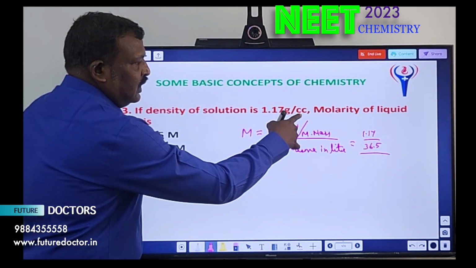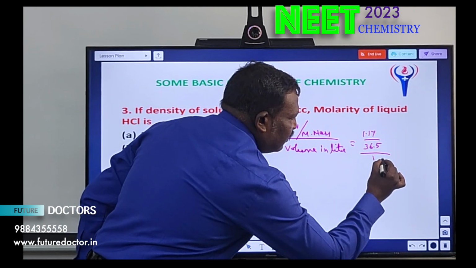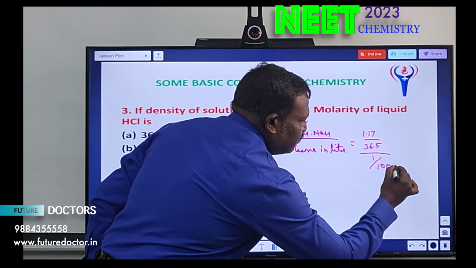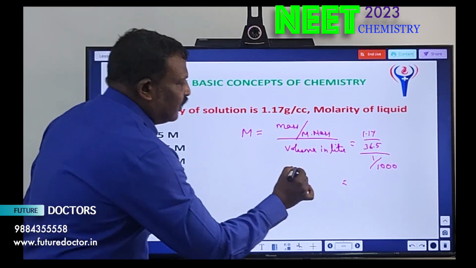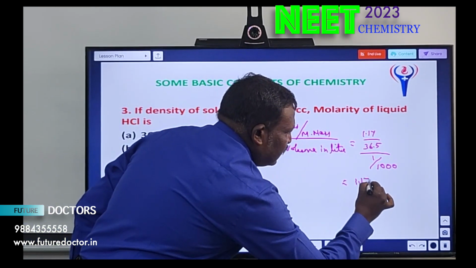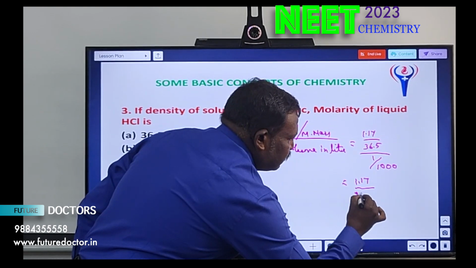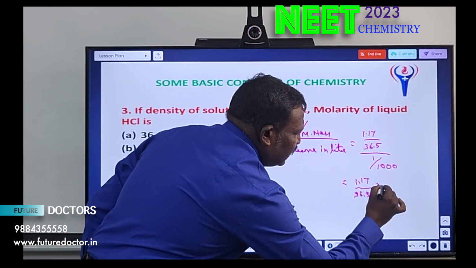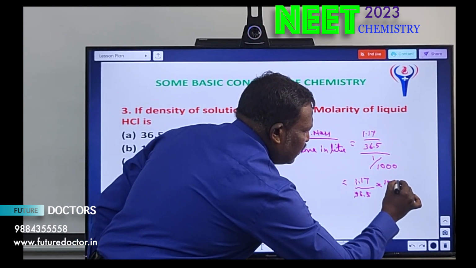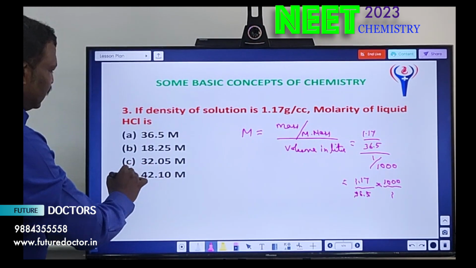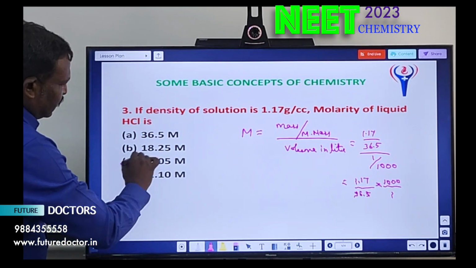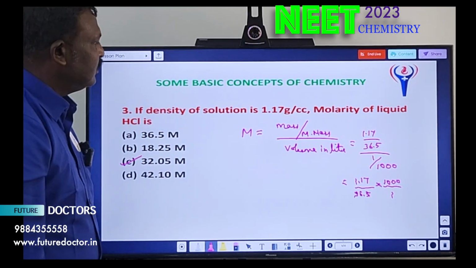Liters means here only 1 ml, so 1 by 1000. If you simplify, you can get the answer. So we can write this as 1.17 by 36.5 into 1000 by 1. If you simplify, you can get the answer. Next one.